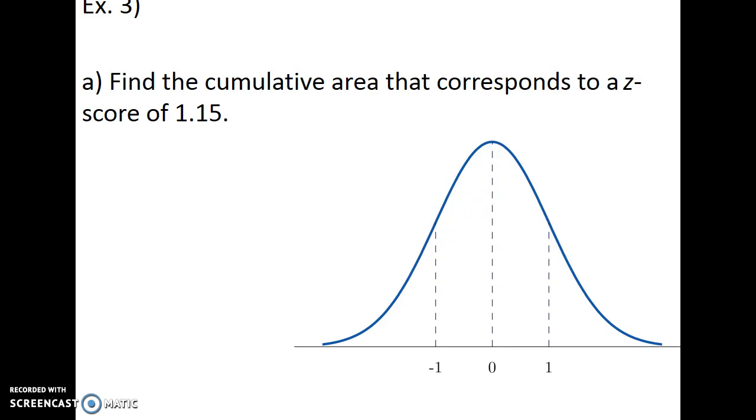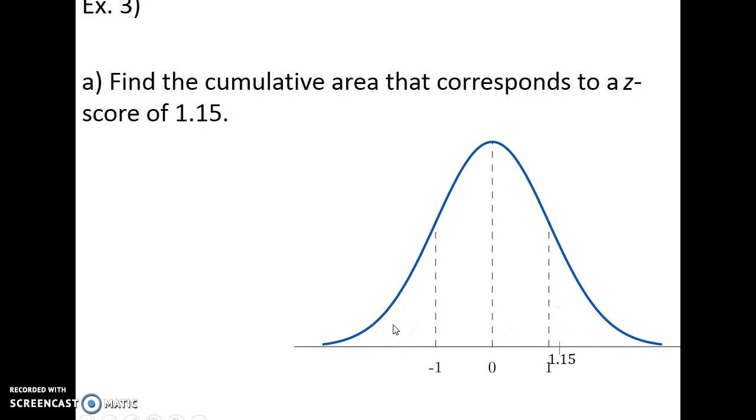So I can use this if I'm trying to find the cumulative area. So if I'm corresponding to a z-score of 1.15, that's around right here. Cumulative, we've talked before, just means that value and everything below it. So I'm going over half my curve here because 0 is at the halfway point. We know 50% of it's to the left, 50% of my area is to the right. I'm going more than half.